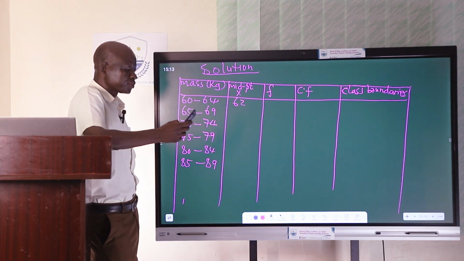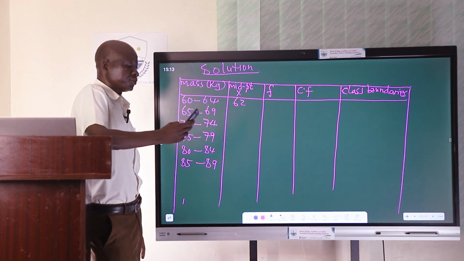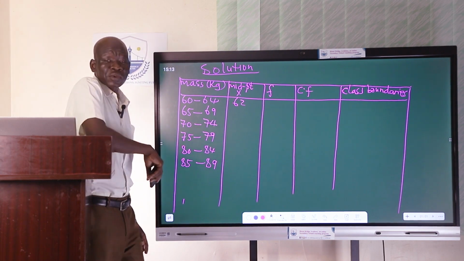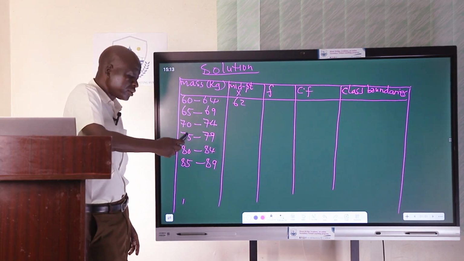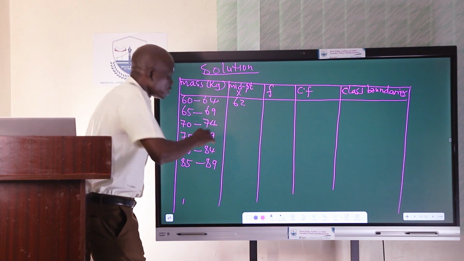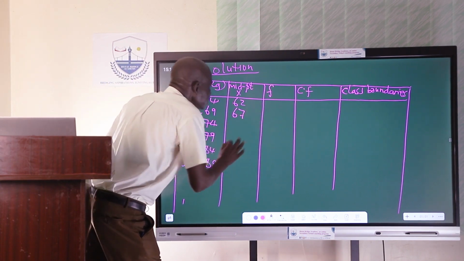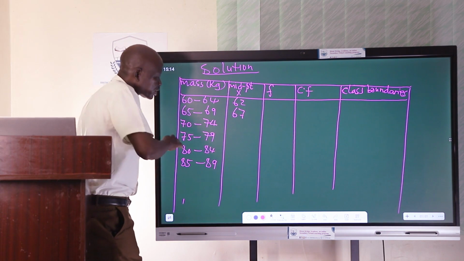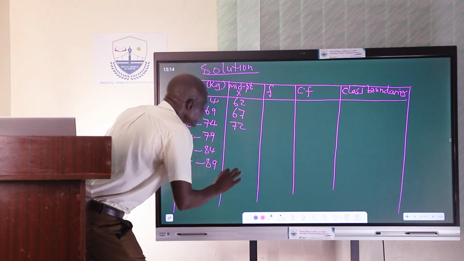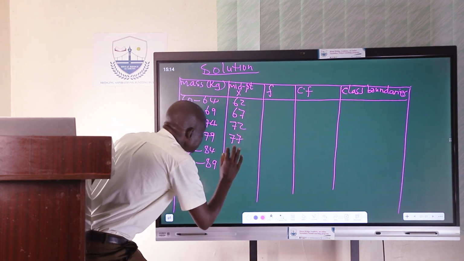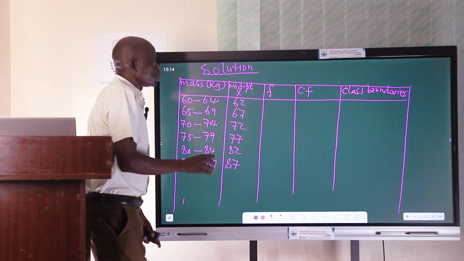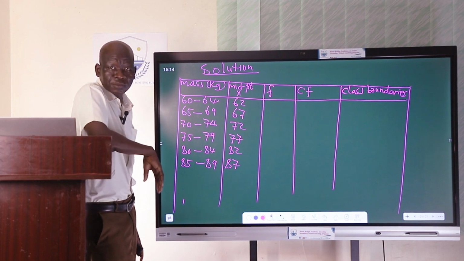So we are having 65 plus 69, we get 134. Then we divide it by what? By 2. So when we divide it by 2, we shall find that we get 67. Using the same procedure, here we find that we shall get 72, here 77, here 82, here 87. So this will be the midpoint values.